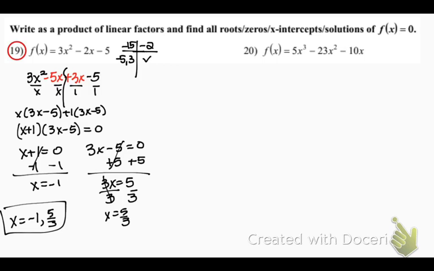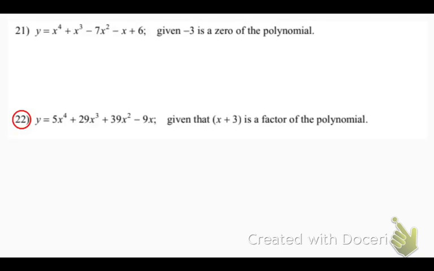But if I'm looking for x-intercepts, remember, that's only the x value. The y value is 0, so an x-intercept should be written as a coordinate pair. So that would mean I have negative 1, 0, and 5/3, 0. So that would be my x-intercepts. Okay, number 20 can be done similarly. Make sure that you check to see if there is a GCF to begin with. Okay, moving on. I have 21 and 22.